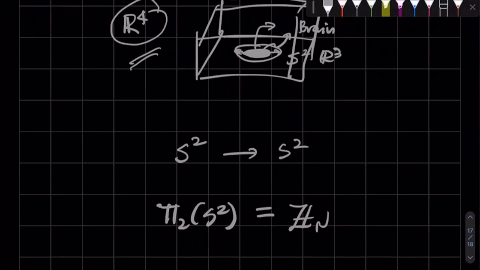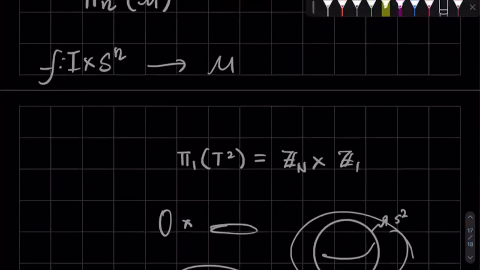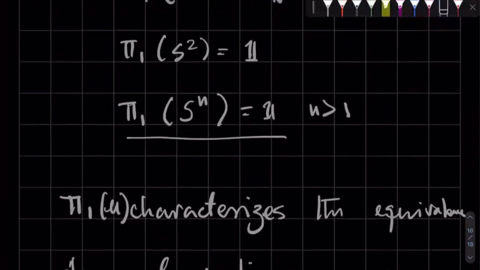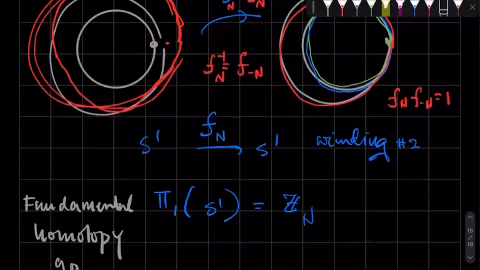What is the pi2 of S2? Yeah, pi1 of S2 is of course just trivial. Pi2 of S2 is Z, yes, exactly. I keep writing Zn, it's not Zn, just Z. Sorry. Zn is different. Yeah, it's Z, according to the geometrical interpretation that I was reading.